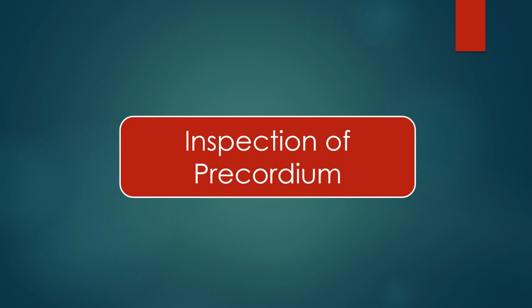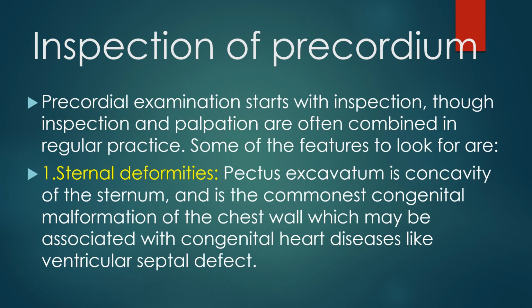We'll start off with inspection of the precordium. Precordial examination starts with inspection, though inspection and palpation are often combined in regular practice. Some of the features to look for are sternal deformities like pectus excavatum, which is a concavity of the sternum and is the commonest congenital malformation of the chest wall, which may be associated with congenital heart diseases like ventricular septal defect.